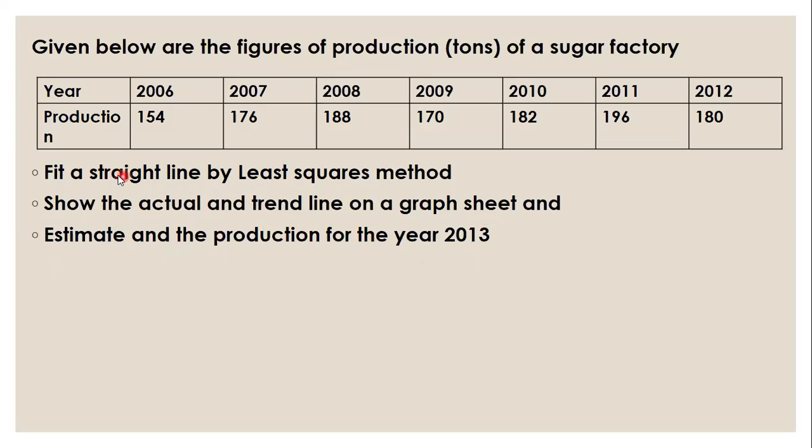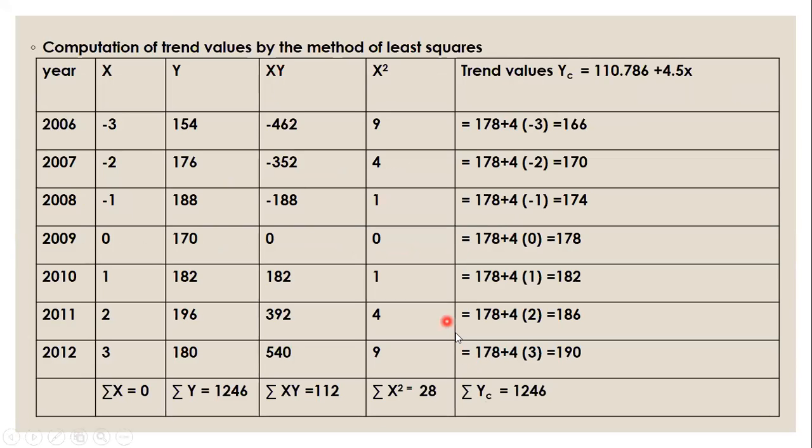So first we have to solve and fit a straight line to the given data using least square method. Then we have to show the actual and the trend line on a graph sheet, and then we have to estimate the production for the year 2013. So we are supposed to do 3 separate calculations. So we'll see what is to be done.